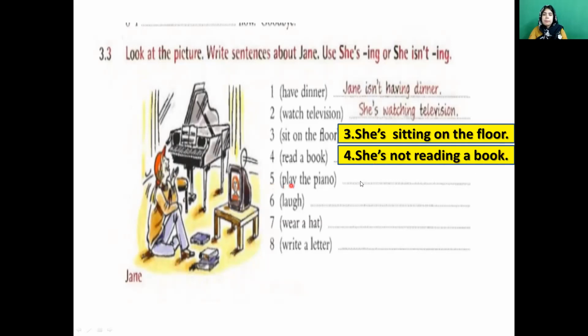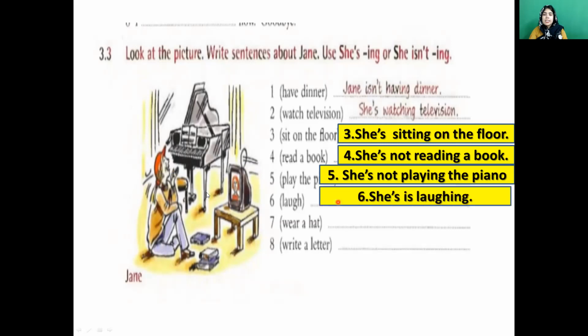Then number 5, play the piano. We can see there is a piano, but she is not playing the piano now. So she's not playing the piano. Then number 6, laugh. We can see Jane is watching TV and laughing. And we will say, she's laughing.